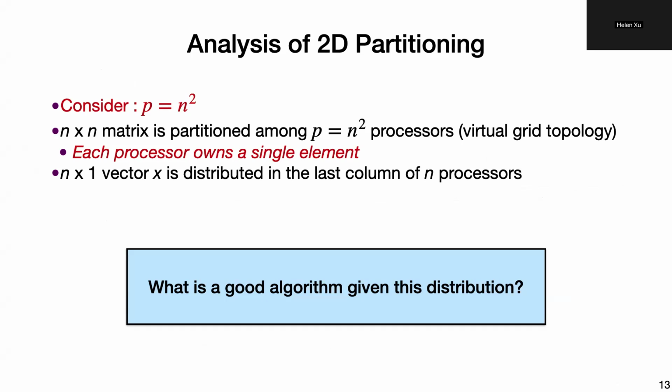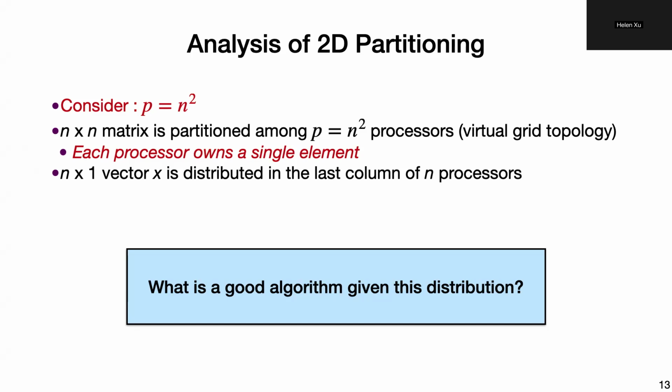So now we can move on to 2D partitioning and consider the simple case where p is equal to n squared. So we're going to partition this n by n matrix across n squared processors, and every processor gets one element. And let's say the vector x is just distributed one element by one element on the last column of processors, because we have n squared processors, and there's only n elements of x.